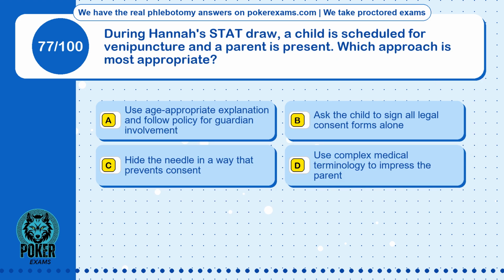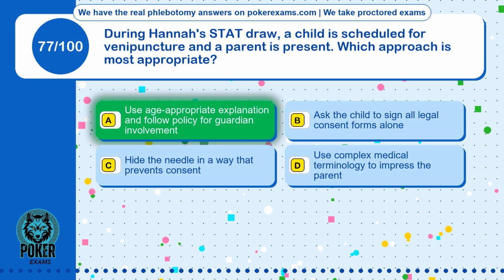Question 77. During Hannah's stat draw, a child is scheduled for venipuncture and a parent is present. Which approach is most appropriate? Option A. Use age-appropriate explanation and follow policy for guardian involvement. Option B. Ask the child to sign all legal consent forms alone. Option C. Hide the needle in a way that prevents consent. Option D. Use complex medical terminology to impress the parent.